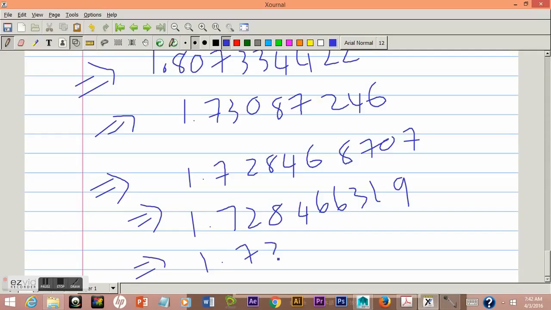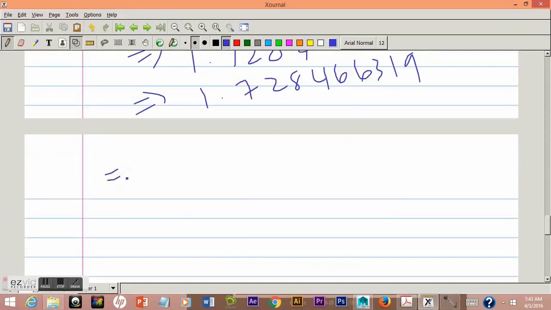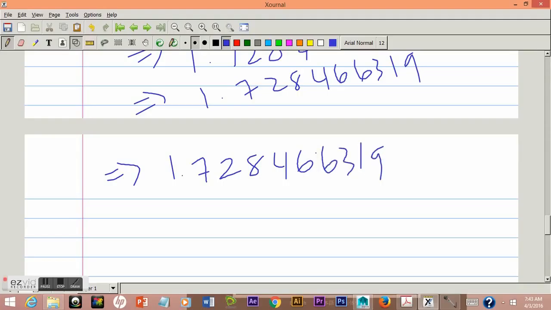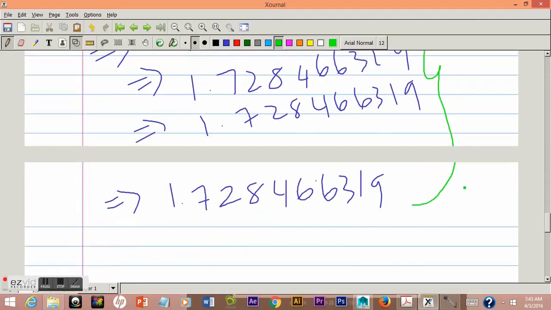So you have to stop at that limit. So your final answer will be that. Then your final answer is 1.728466319. It's your final answer for Newton's method.